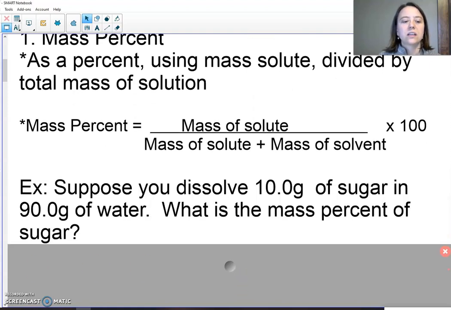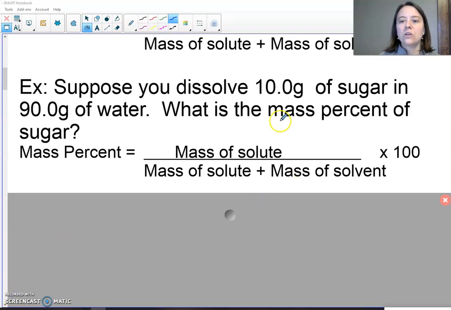So let's do this. Suppose you dissolve 10 grams of sugar in 90 grams of water. What is the mass percent of the sugar? Please write that down. Okay, so we know we're solving for mass percent, and we know that we need the mass of the solute, which is right here, 10 grams of sugar. And then we know we need the mass of the solute plus the mass of the solvent. So that's going to be 10 plus the 90, which is 100. So there we go. And then times 100.